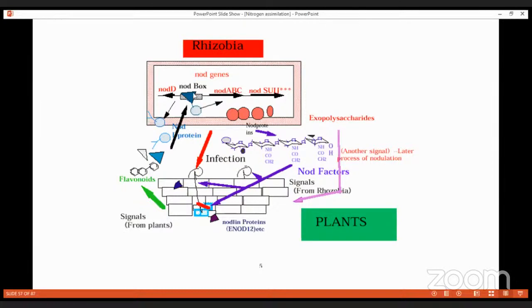And with the induction of this operon, NOD-ABC and other NOD factor genes will start to express. Okay, so then NOD factors will come. They will start the process of nodulation. And after the nodulation happens, the relationship will be established between the rhizobia and the plant.